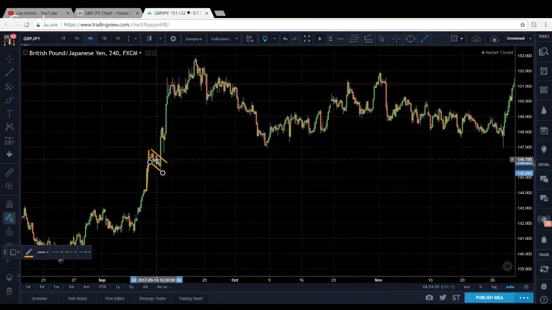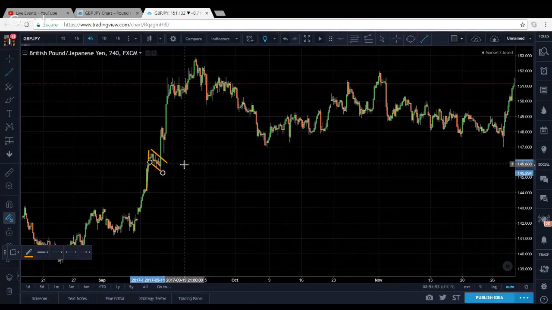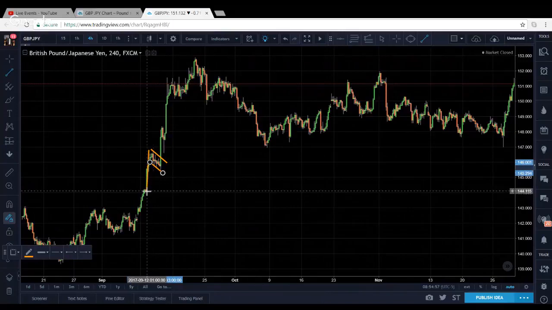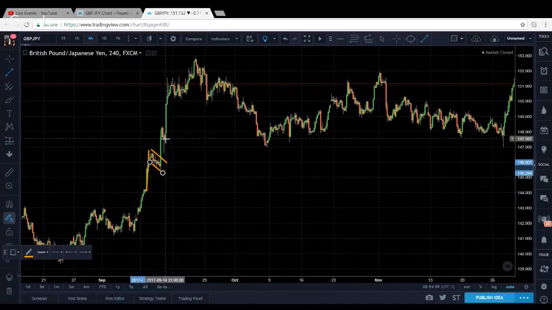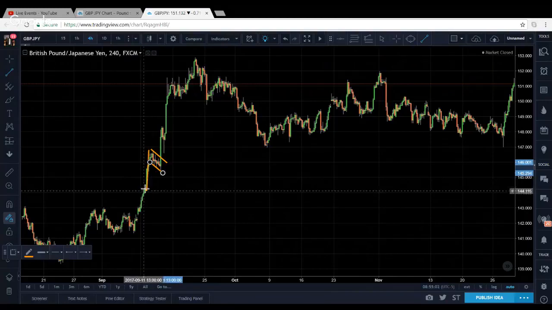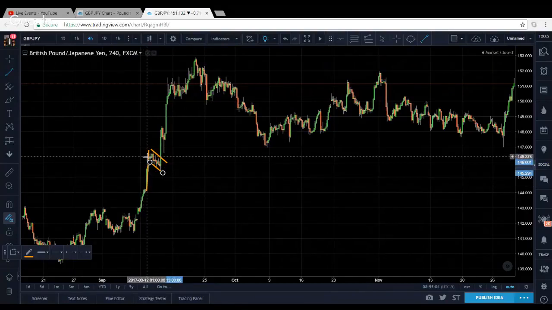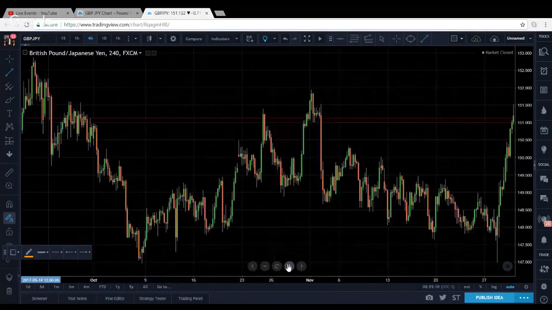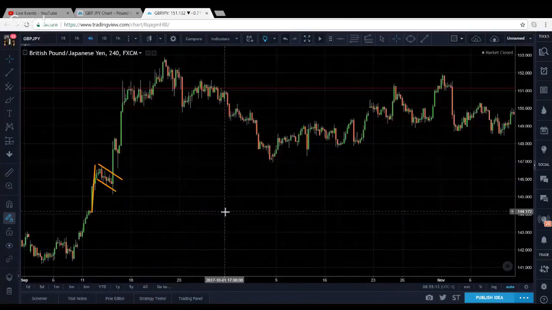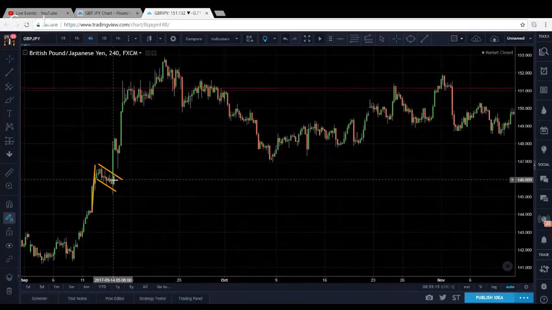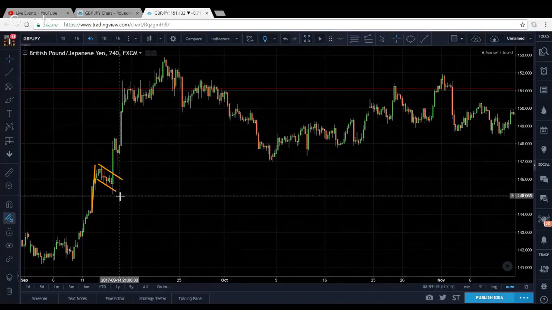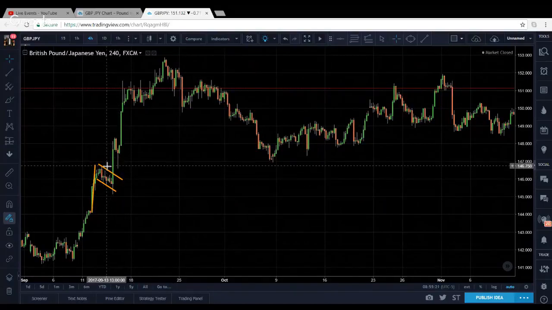Now, how long does a flag run for? It all depends on how big the initial impulsive move is. For example, this was a pretty decent move, so the flag formation, the pullback, basically all these little candlesticks inside here, was relatively short. And you don't get in for the buy or the sell until price breaks above that flag pole.